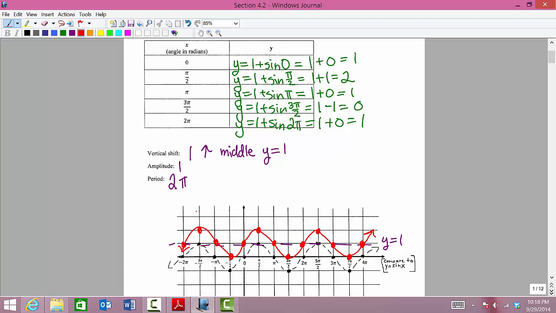So you notice that the amplitude is still 1. From the middle of the graph to the top is still 1, and from the middle of the graph to the bottom is still 1. So the amplitude now goes from the new middle to the top and from the new middle to the bottom. We also see that the period of this function has not changed. It still goes from 0 to 2 pi, and every 2 pi units we repeat that same pattern.